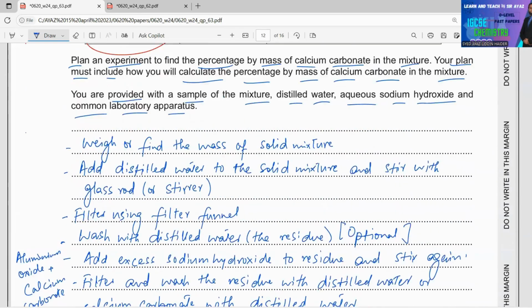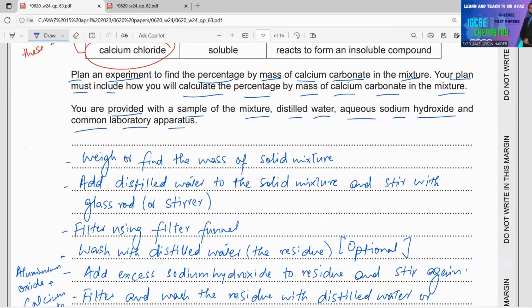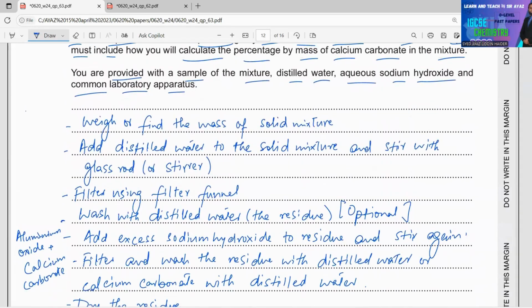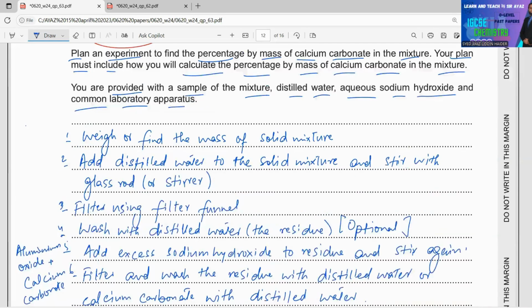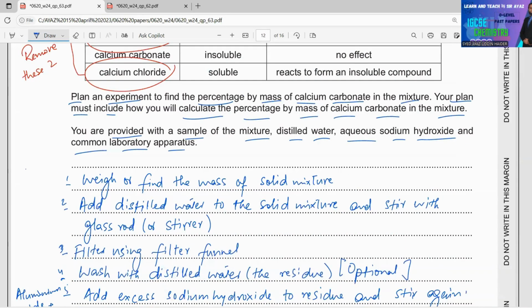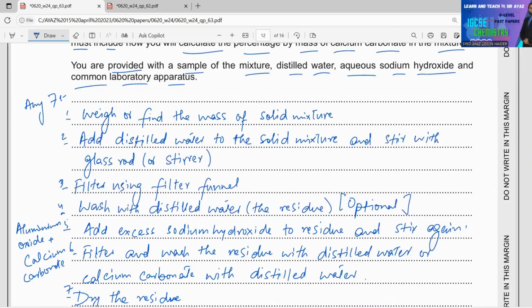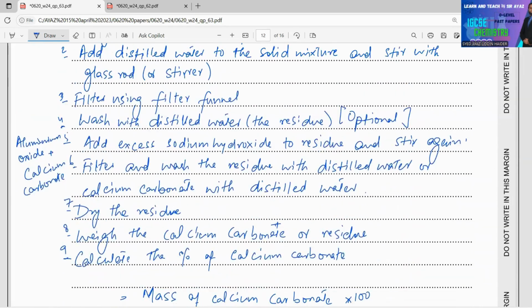Now this is of 6 marks and you can choose any 7 points from these. We have 1, 2, 3, 4, 5, 6, 7, 8, and 9. You can write any 7 from these. In this way, you can gain 6 marks. Definitely, you're going to gain 6 marks.